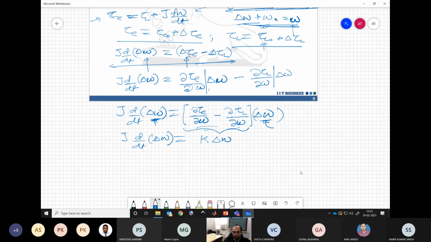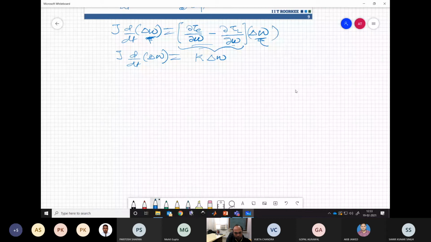Now, this equation, if you solve, what are we going to get? Delta omega will turn out to be in this form, where delta omega naught is the original perturbation.